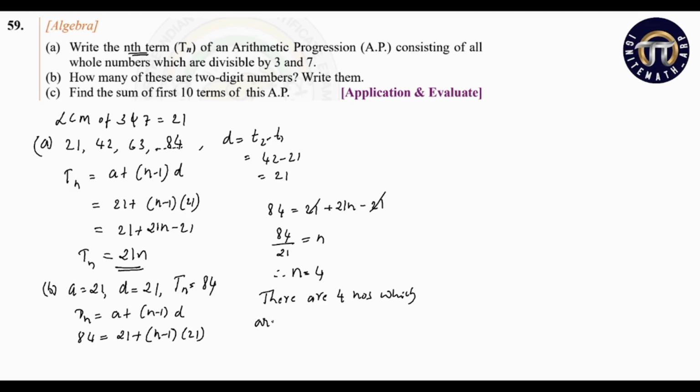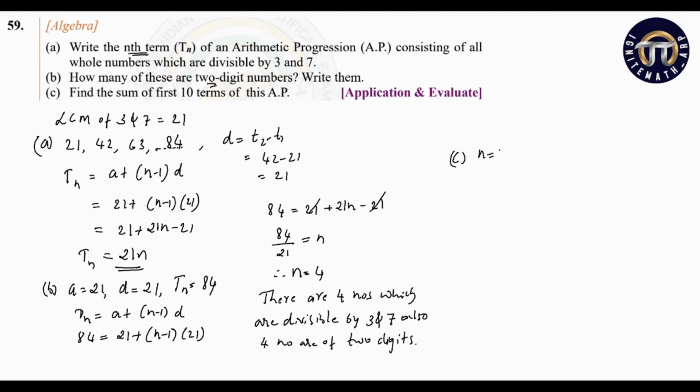divisible by 3 and 7, and also 4 numbers are of 2 digits. The 4 numbers whichever we are going to write, they are of 2 digits, because they are asking for 2-digit numbers. 4 two-digit numbers are there. Clear, children? So now next one is find the sum of first n terms.